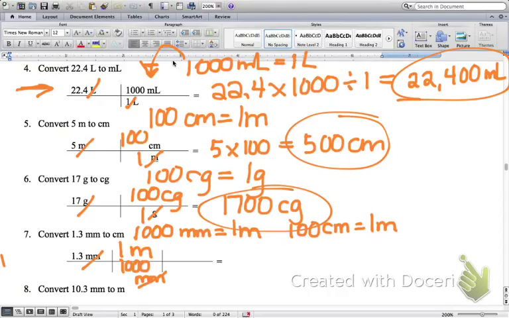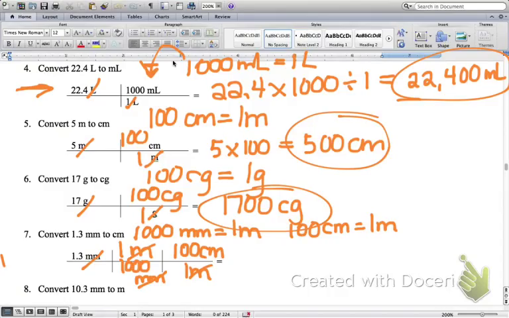Now I need to convert meters to centimeters. So how am I going to set up that next conversion factor? 100 centimeters on the top, exactly. I want to have 100 centimeters on top and 1 meter on the bottom to get the meter to cancel out. Does that make sense? Okay.